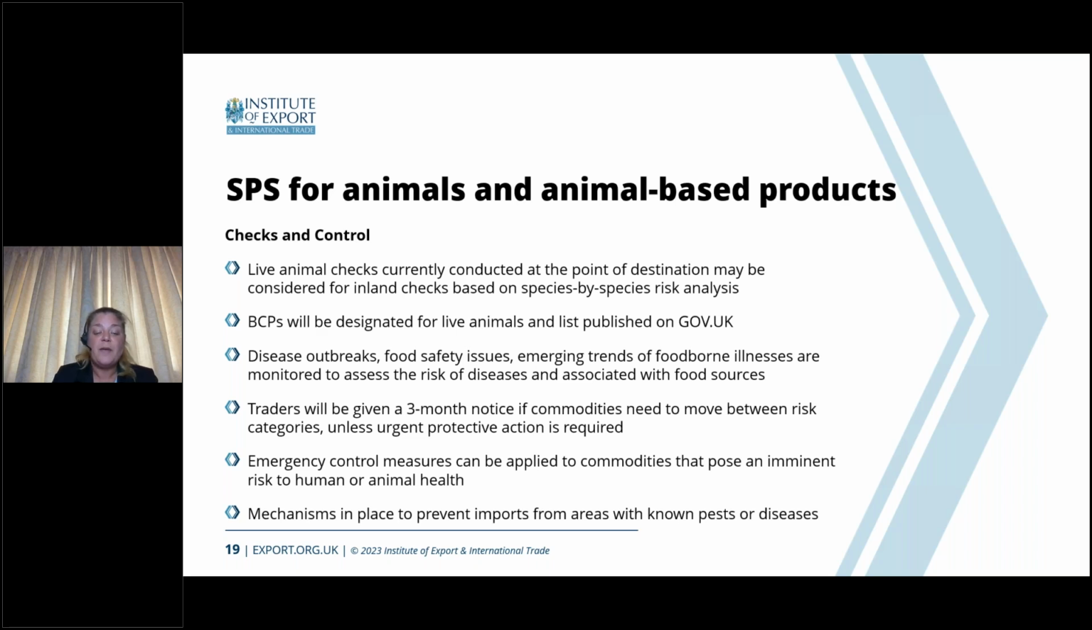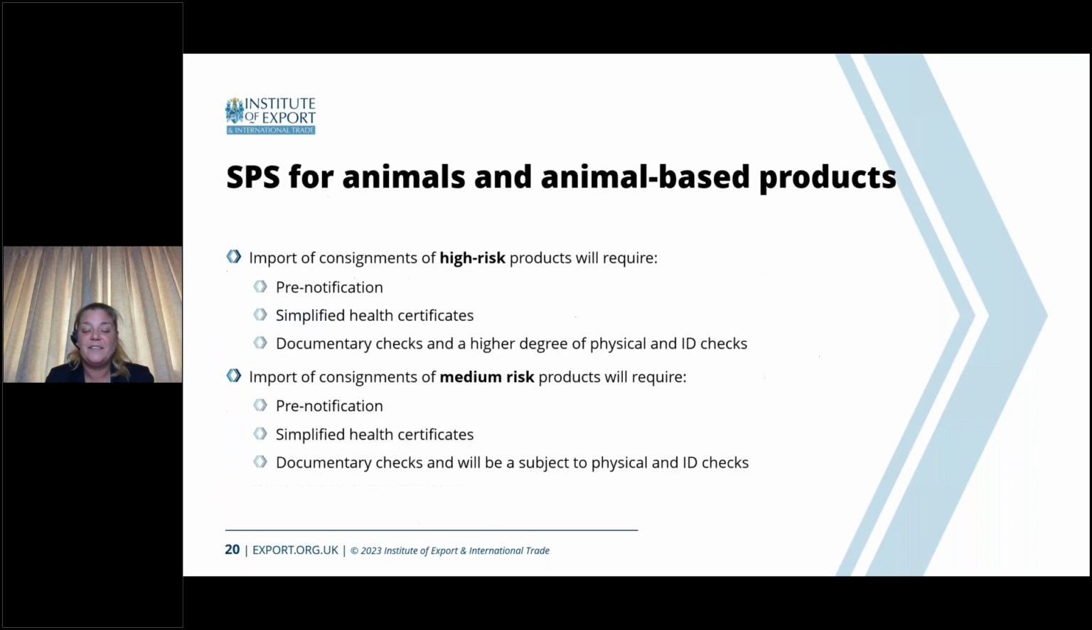So commodities may be risk assessed for their risk category entirely dependent on global outbreaks or alerts. And therefore, again, this is why the rule of origin to be provided with your goods is essential. There are emergency control measures that can be applied to commodities that pose an imminent risk to human or animal health. And these are the emergency measures that are put in if a disease outbreak occurs. Next slide, please.